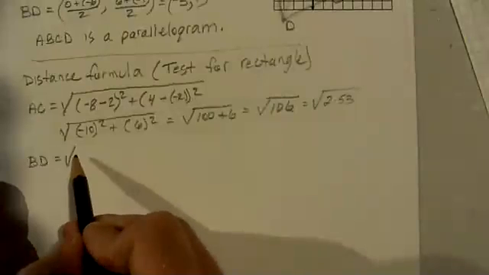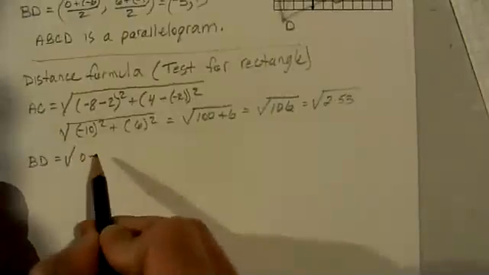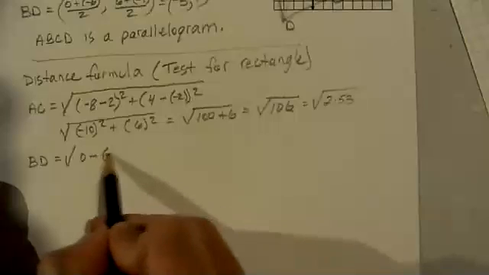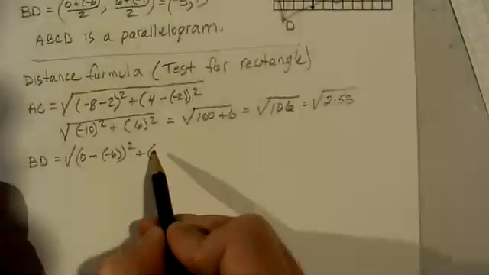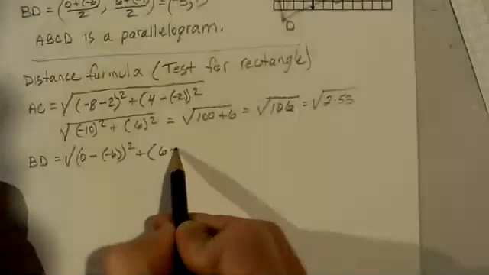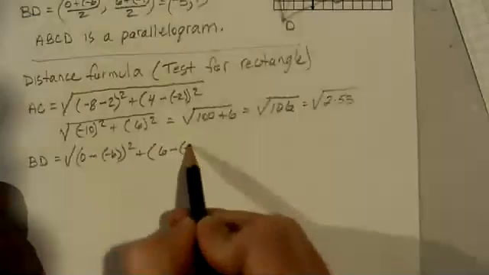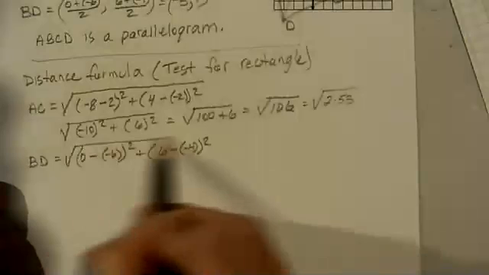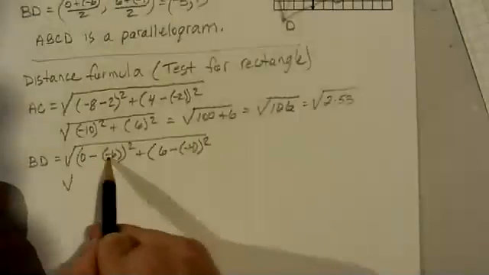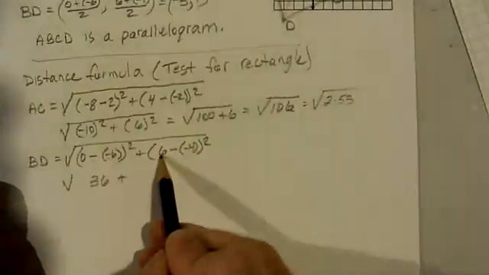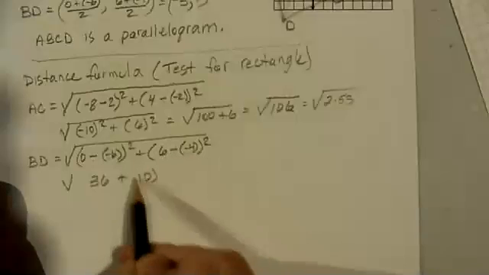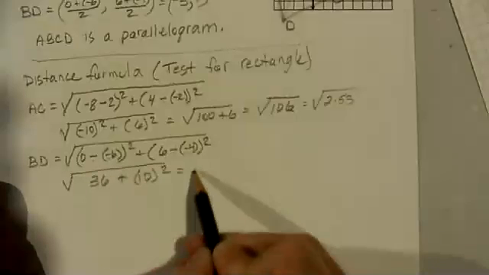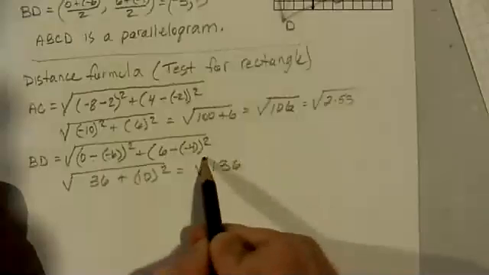So the B value for the X is 0 minus the D value is -6. So again, that's one of those minus and negatives. And then the Y value for B is 6 minus, and the Y value for the D is -4. So this gives us positive 6 squared, which is 36, and minus a negative, which is 10. So we get square root of 136. So no, diagonals are not congruent.